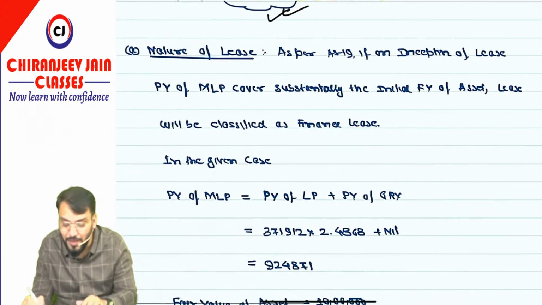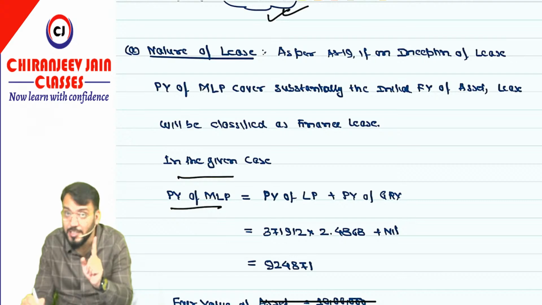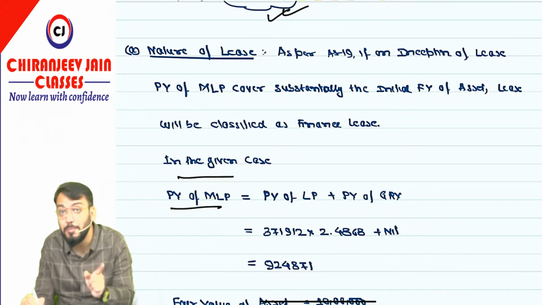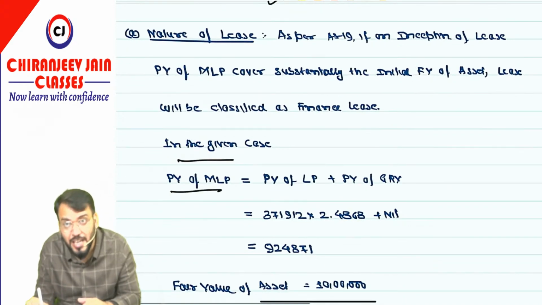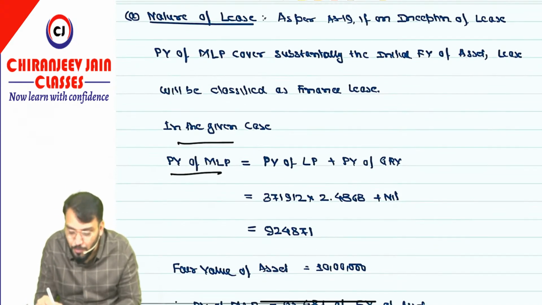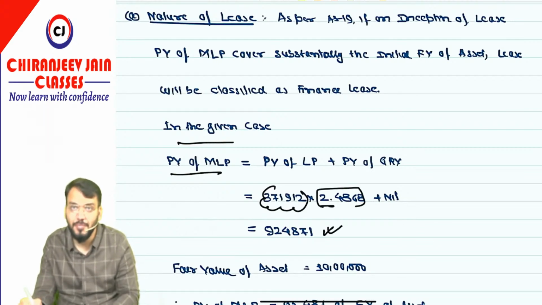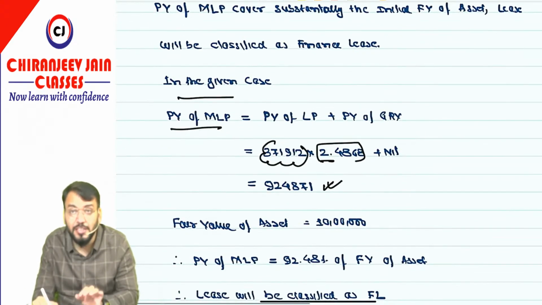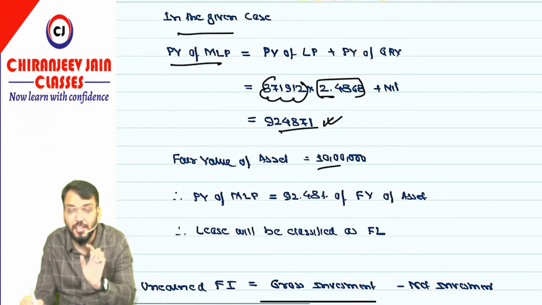Correct? Now let us find out in the given case what is the present value of minimum lease payment. Minimum lease payment will be exclusive of UGRB. So we have present value of lease payment plus present value of GRB. GRB is nil. So we'll find out 3 point, because this we already calculated with the annuity factor. This will be the present value of minimum lease payment. Now we'll compare this with the fair value. So divided by 10 lakh, because 10 lakh is the fair value.